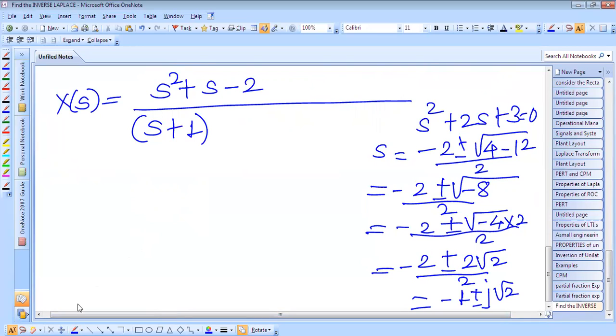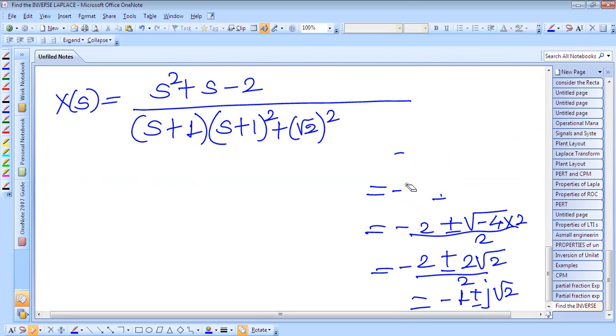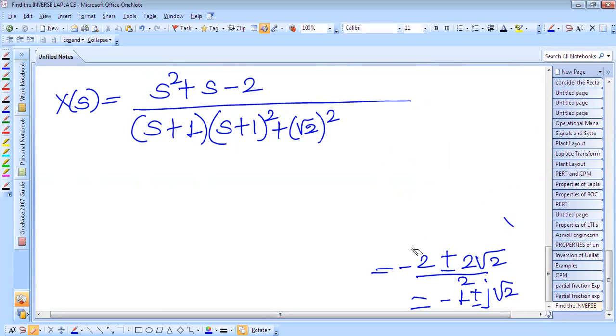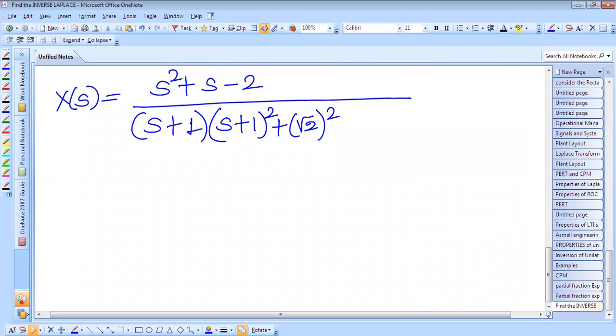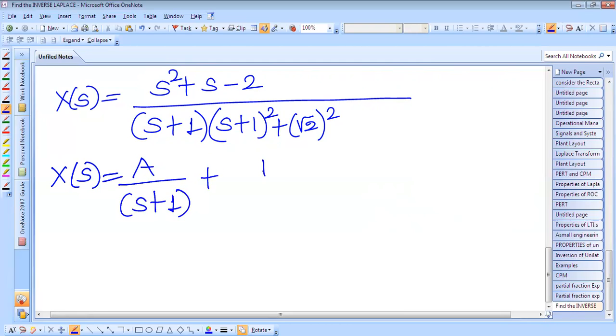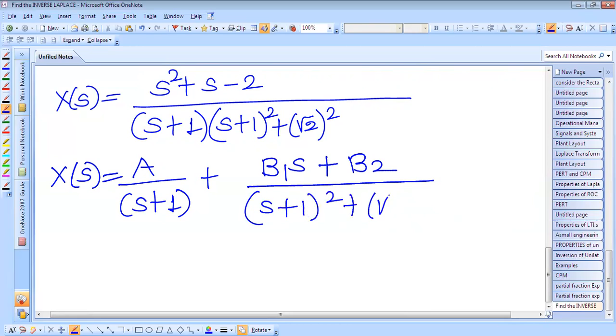Okay, so we can write here, instead of this factor, (s + 1)² + (√2)². So instead of this, we can write like this. Once you get this, now we can expand: A over (s + 1) plus (B1 s + B2) over ((s + 1)² + (√2)²).